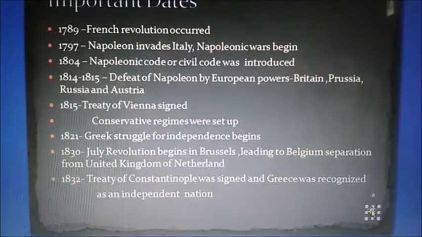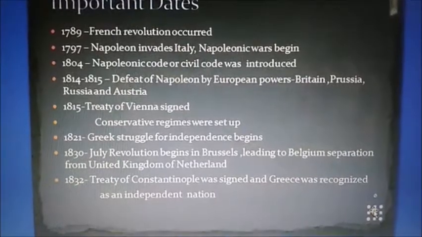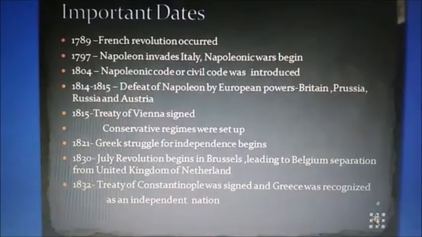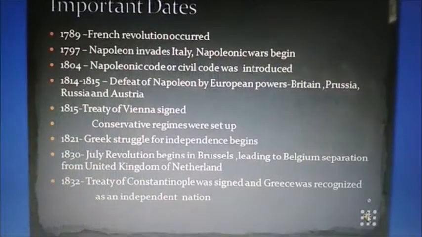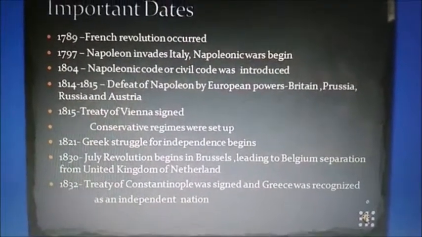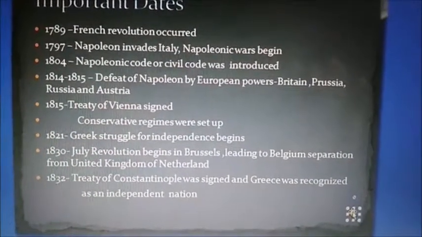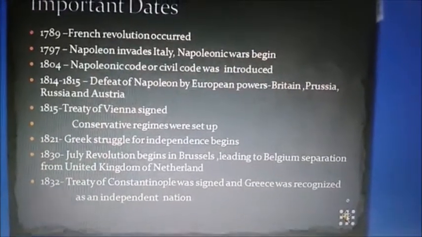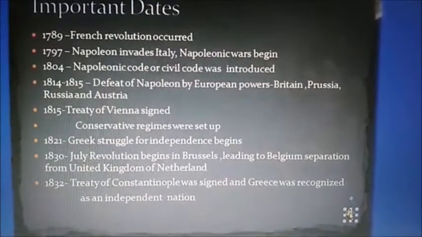Next date is 1804, when Napoleon introduced the Napoleonic Code or the Civil Code, which I shall be explaining in detail in my next slide. The next we have to remember is 1814 and 1815. This was the period when Napoleon was defeated by European powers such as Britain, Prussia, Russia and Austria.